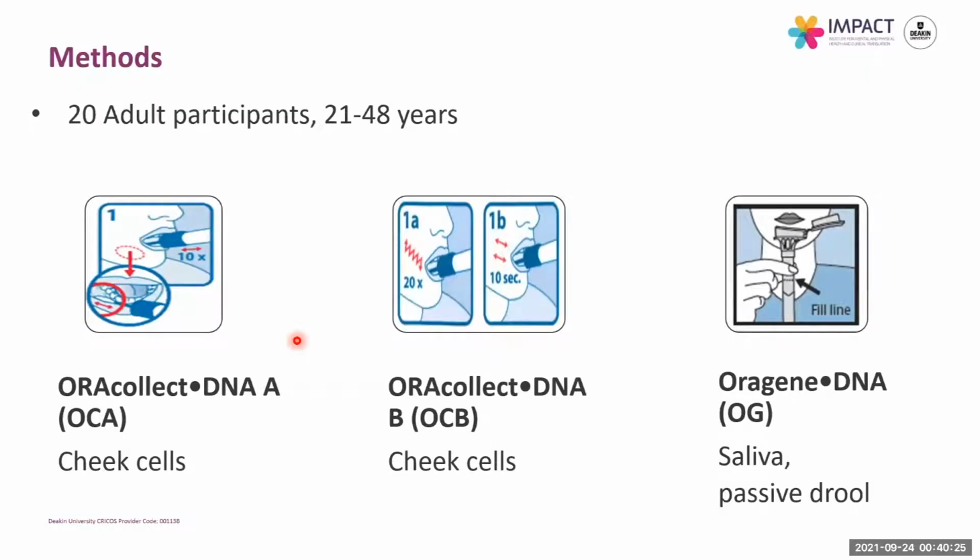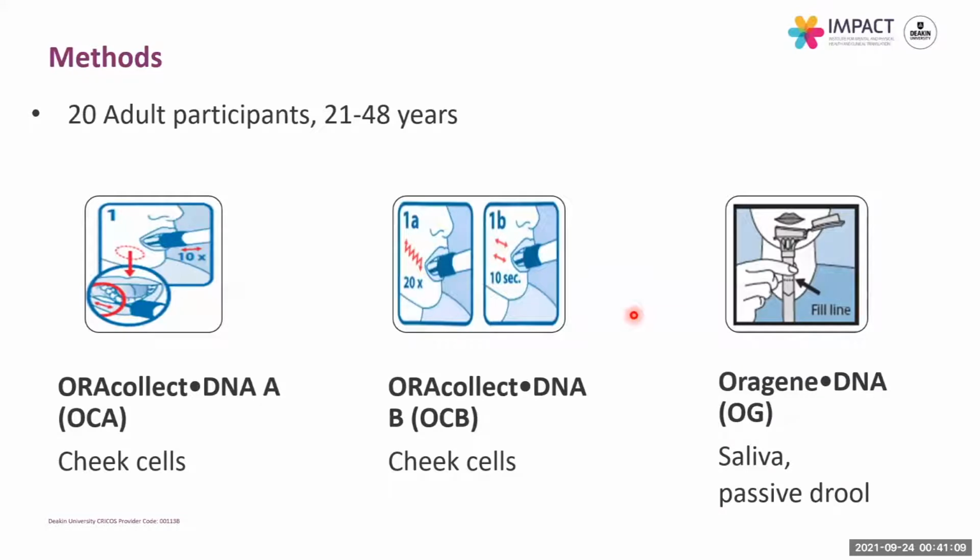So for the methods, there are 20 adult participants in this study. Their age range is 21 to 48 years old. The participants also completed an oral health questionnaire, which included questions about mouth injuries, oral infections, medications, and smoking status. OraCollect DNA is a sponge-tip oral sample collection kit to mechanically rub off cheek cells, which is the OCA and OCB. So both of these are OraCollect DNA kits, while Oragene DNA is a saliva sample collection kit.